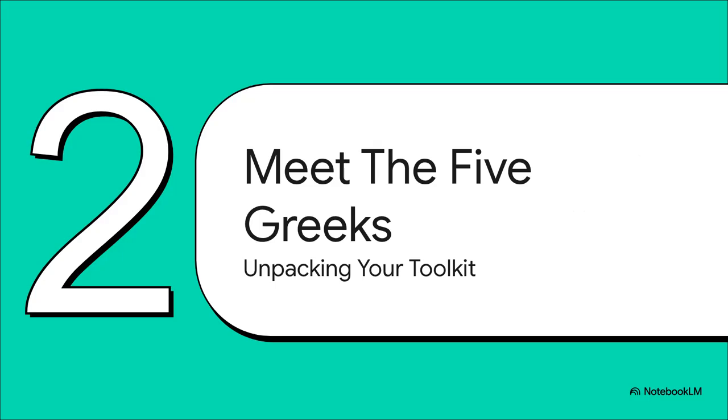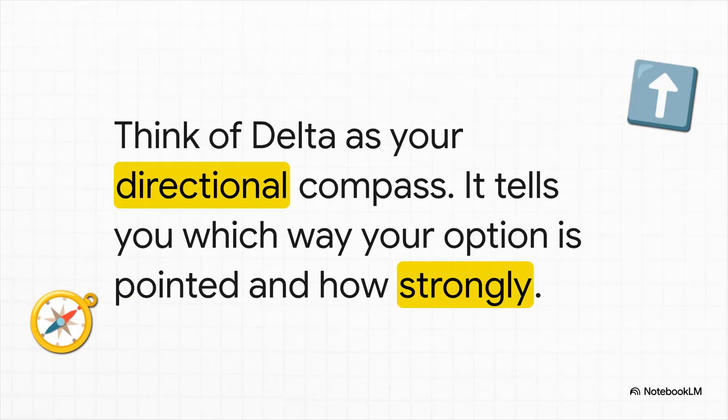All right, let's meet the Greeks. We're going to open up this toolkit and look at each tool piece by piece. We'll see exactly what it does, and more importantly, why it's so critical for managing your positions. First up, the big one, delta. The easiest way to think about delta is as your directional compass. It's really the most fundamental of all the Greeks. It tells you which way your option is pointing, and just as important, how strongly it's pointing in that direction.